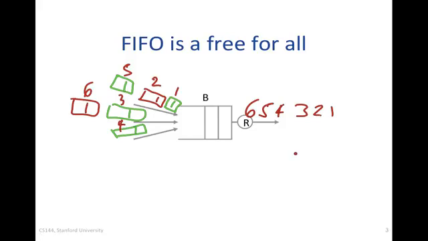So the FIFO doesn't have any way to distinguish important. It just says, if you got here first and there was room in the queue, you are the most important packet. So we can't say anything meaningful about the rate of each flow sharing this queue.